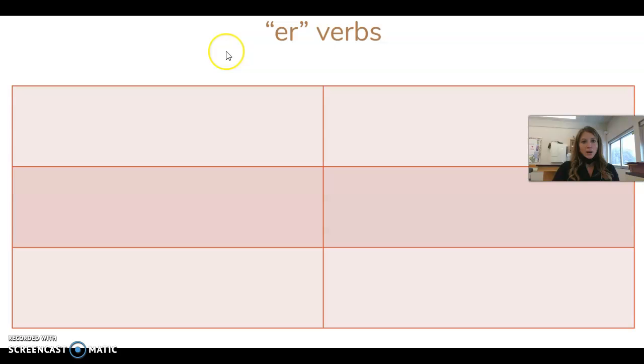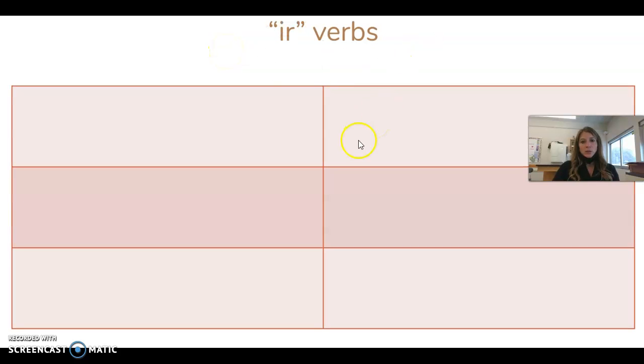When you get to the IRs, you're only changing nosotros and vosotros. So I'll show you what that would be separately. So that's just a quick overview of what we did today in class.